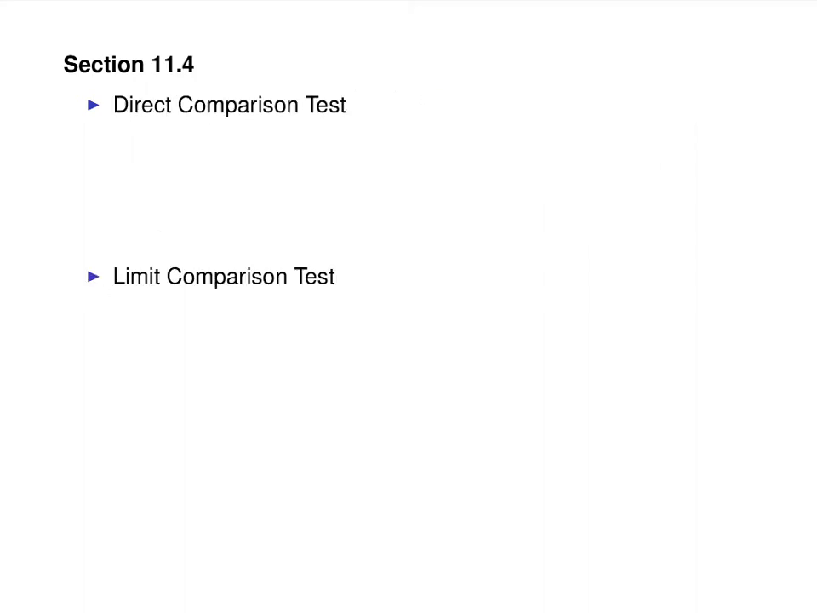In the next section, we had the comparison tests. So the direct comparison test. First of all, let's assume we have 0 less than a_n less than or equal to b_n. The condition for both of these tests is that the series have positive terms.